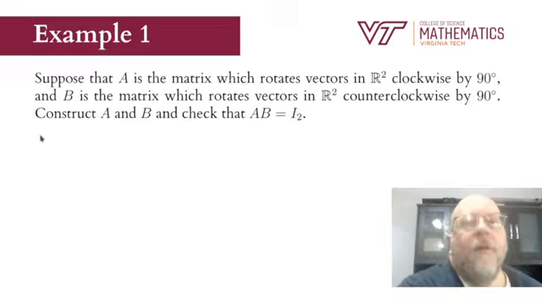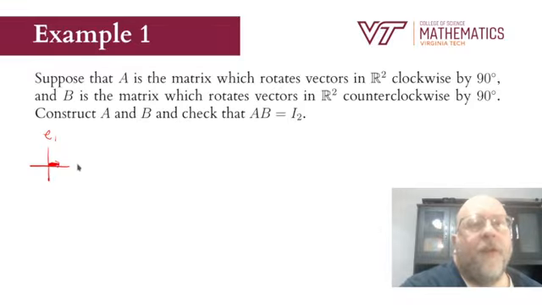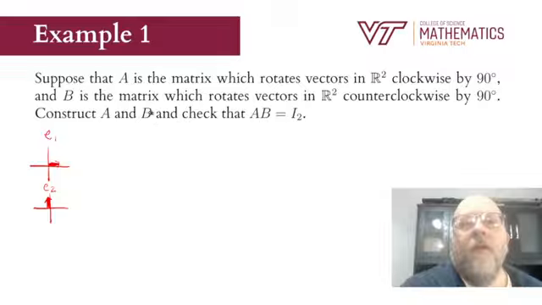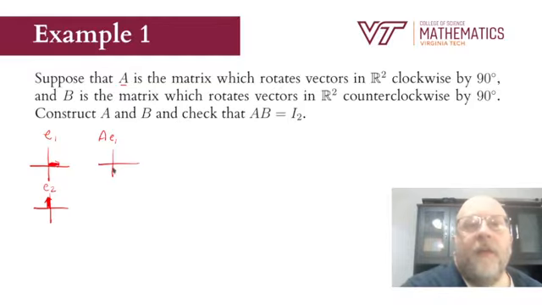So we're going to start with the standard vectors. E1 is the unit vector in the x direction. E2 is the unit vector in the y direction. When we rotate by 90 degrees clockwise, A times E1, that's clockwise, so that should be pointing downwards. And A times E2 should be pointing to the right.